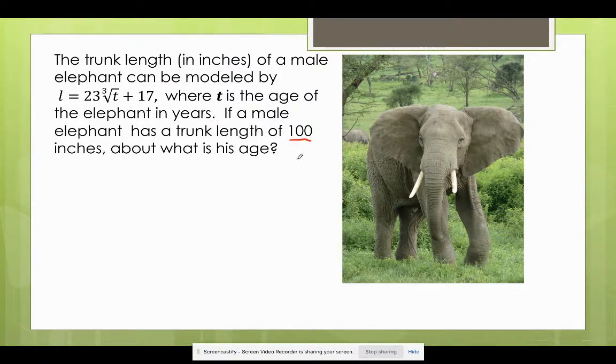So we are given that the length is equal to 100, and we're trying to find time, or the age. So we need to plug in this 100 to the left-hand side of the equation. 100 is equal to 23 times the cube root of t plus 17. We're going to work backwards to isolate this radical. So I'm going to subtract 17 from both sides. We get 83 is equal to 23 times the cube root of t. Let's divide by 23. So we get the cube root of t is equal to 83 over 23.